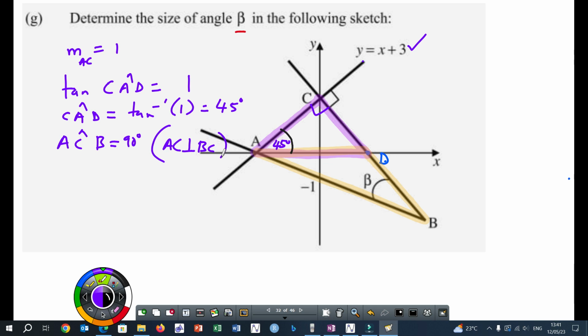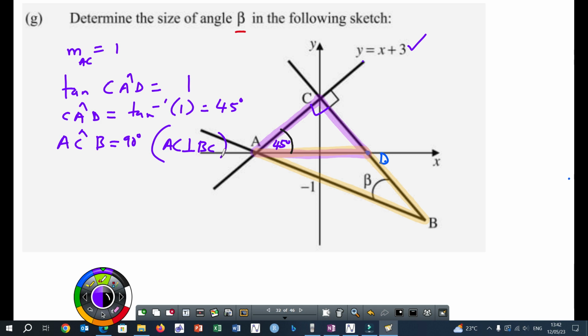Does that make sense? Do you see that? Could you not say angle on a straight line? Okay, you want me to do that. But I'm going to say, because I'm told that the two lines are perpendicular, therefore ACB is 90. Because there is a 90 degree angle here, that angle has to be 90. If you use angles on a straight line, it's fine.